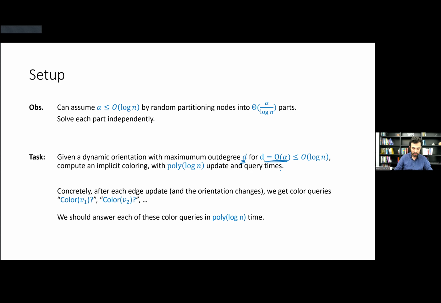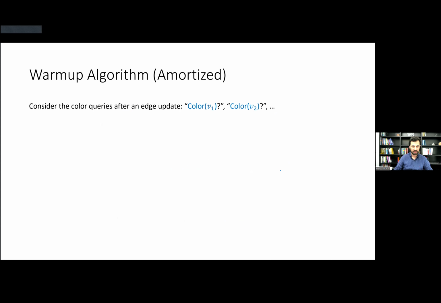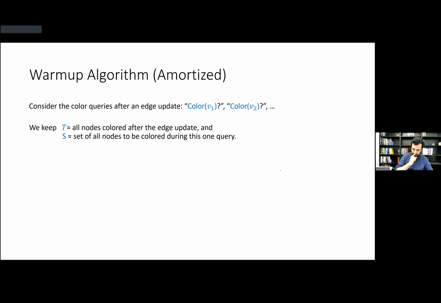Okay. So let's look at this simple algorithm, right? The amortized algorithm. So in the course of this algorithm, we'll keep two sets. One is set T, which is all the vertices that we have colored since the last edge update happened, okay?